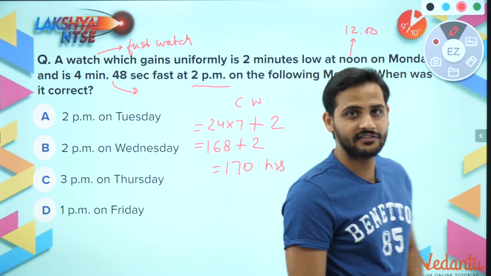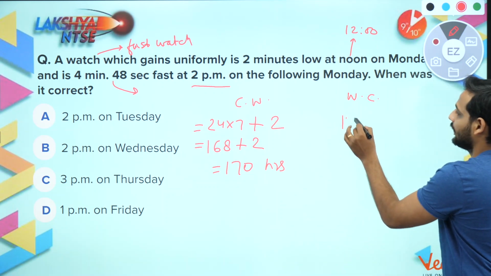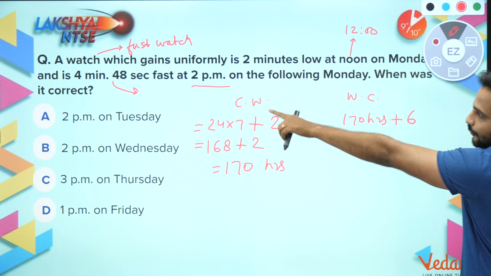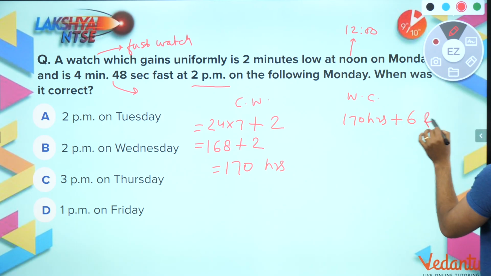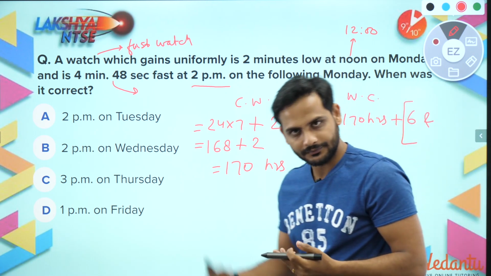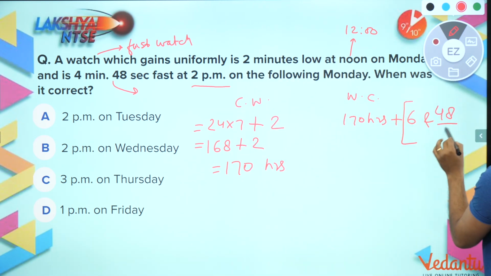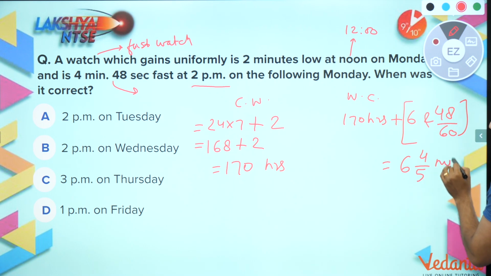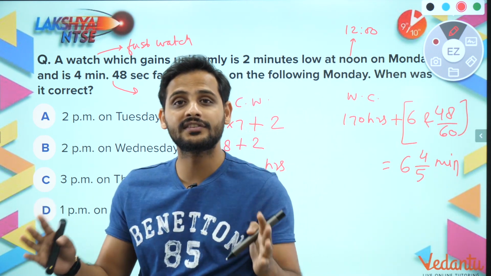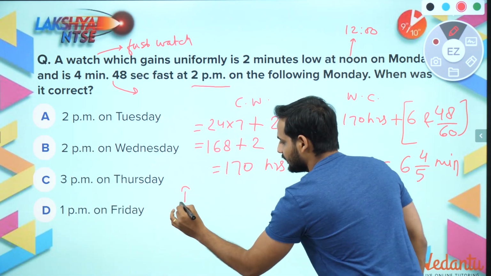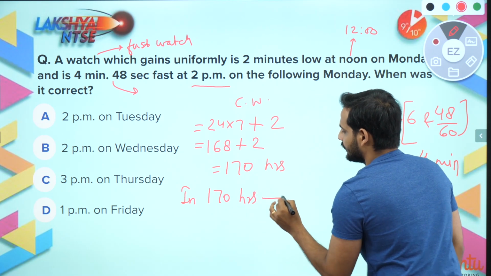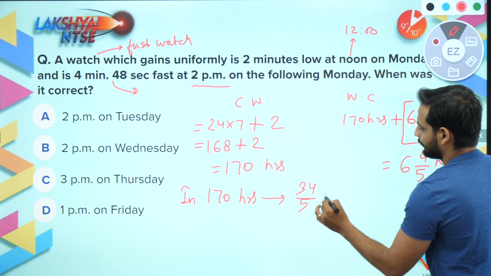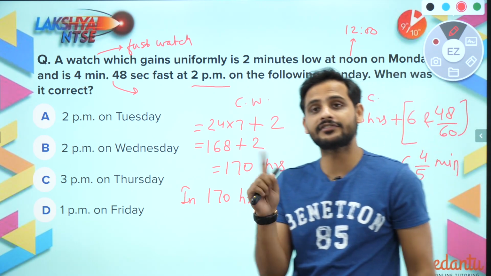Now the wrong watch, how much time has it moved extra? The wrong watch has moved 170 hours plus 6 minutes and 48 seconds. How do I convert seconds into minutes? Divide by 60. So 48 by 60. So overall you can say 6 and 4 by 5 minutes extra it has moved in 170 hours. So 6 fives are 30 plus 4, 34 by 5 minutes extra in 170 hours.